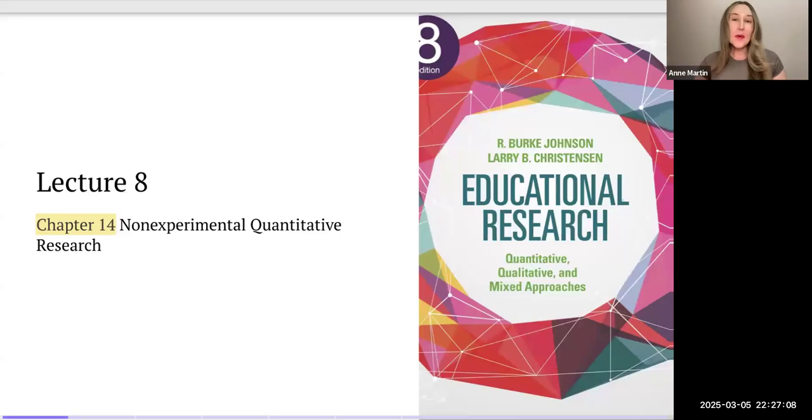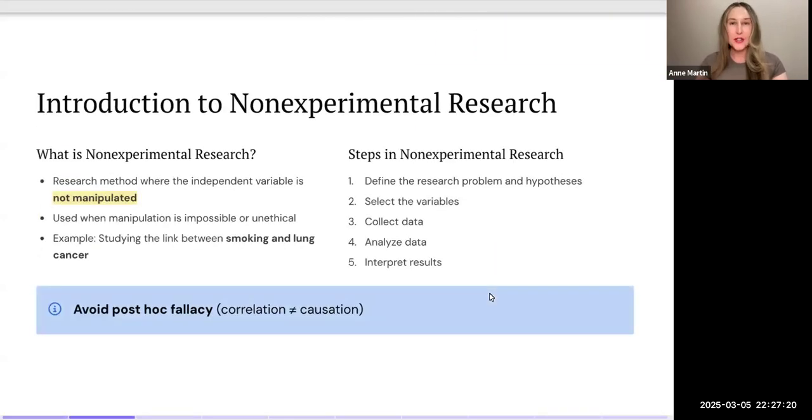Hi everyone, today we are going to be talking about Chapter 14, Non-Experimental Quantitative Research. This is our last chapter on quantitative design and a very important method in educational research. So what is non-experimental research and how does it compare to the other types of experimental research that we've covered, including experimental research and quasi-experimental research?